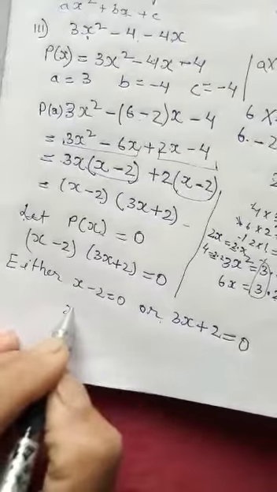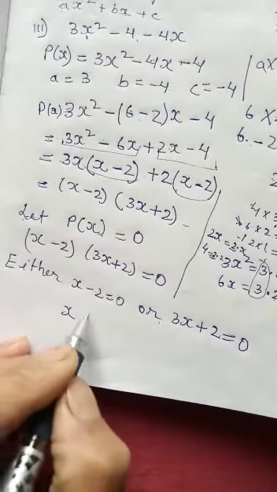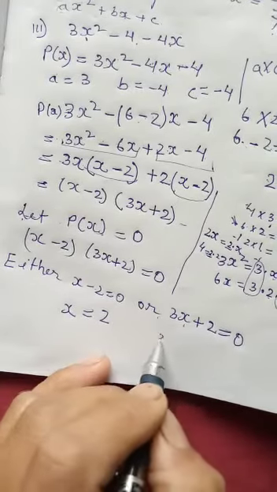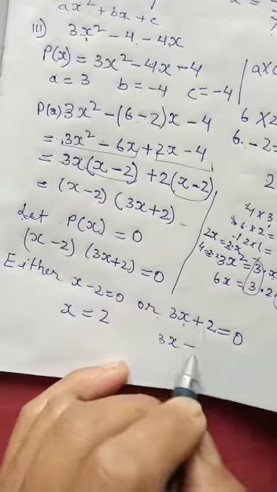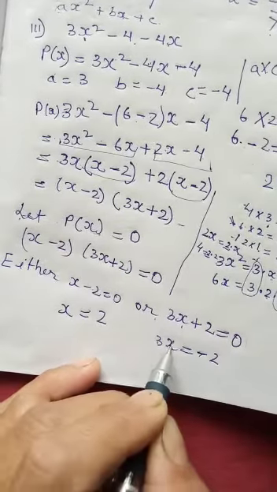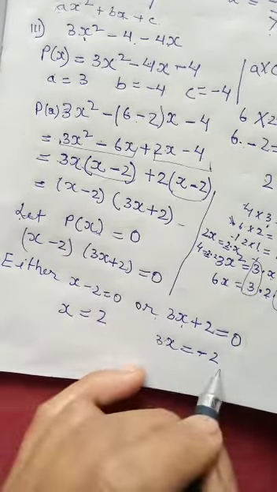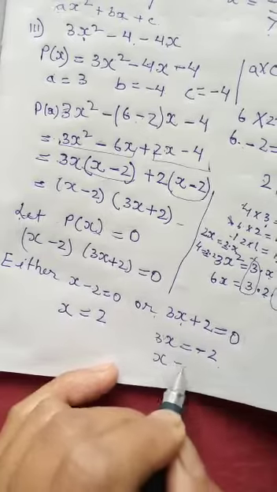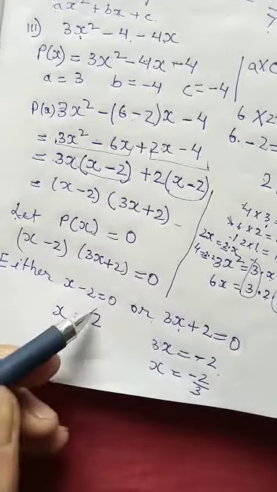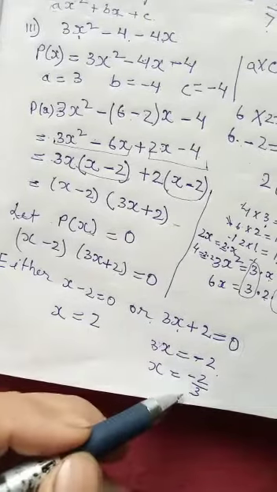So here we have x minus 2, take that side, become plus. Then here we have 3x. This is plus 2. Take this side, become minus. We want only x. So this 3 is in multiplication, take that side, become divide. So minus 2 by 3. Two values for x are 2 and minus 2 by 3.